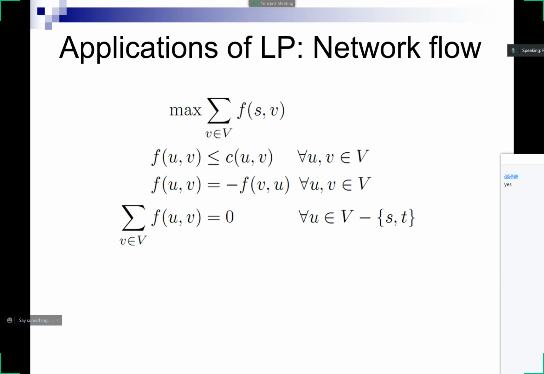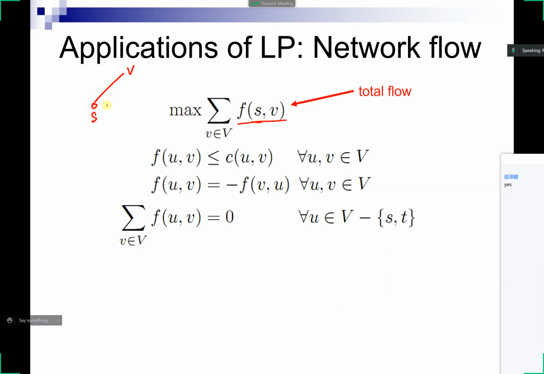The way that you do this is, in network flow, what we're trying to do is to maximize the amount of flow which comes out of a source node. So we're going to create these variables f of sv. This is not a function here. This is just a variable. f of sv is just going to be a number, and it's going to represent the amount of flow from the source node to some other node V.